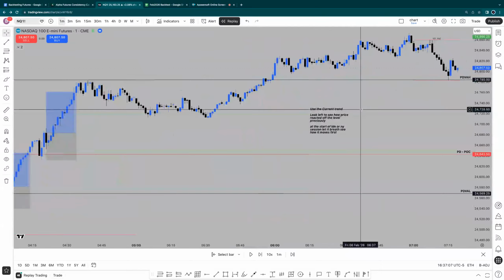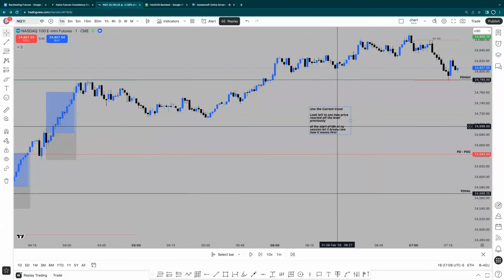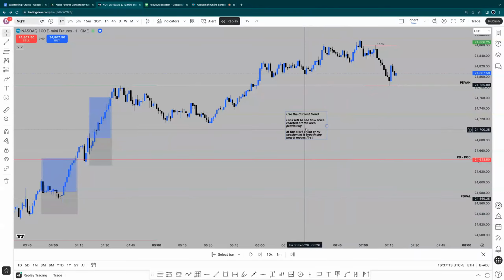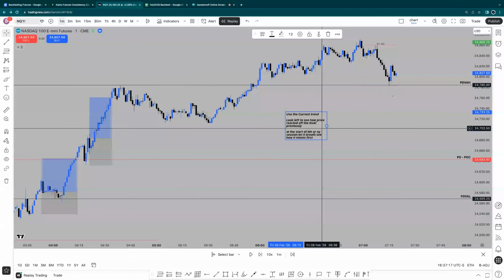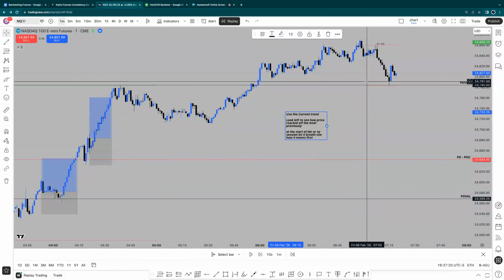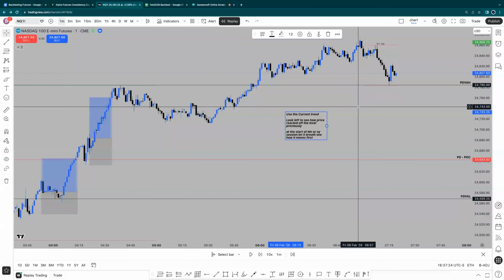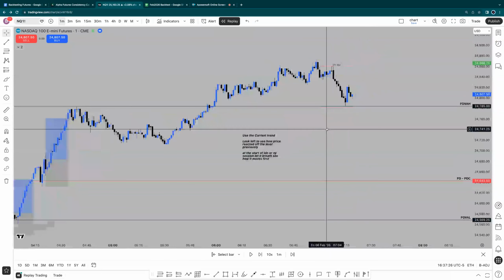So yeah, use the current trend. Look to the left to see how price reacted off the level. And at the start of the session, London or New York, let the session breathe a little bit first. Okay. So we don't want to rush to get in the first 5 minutes, 3 minutes, 1 minute, whatever it might be. Give it 15 minutes, half an hour, to actually see if we're near a level, how that level reacts in that session.